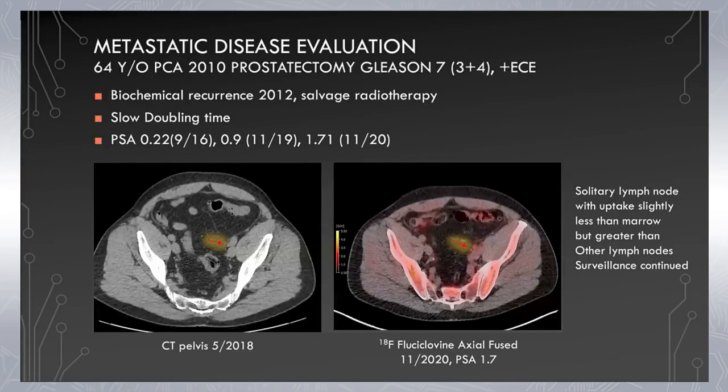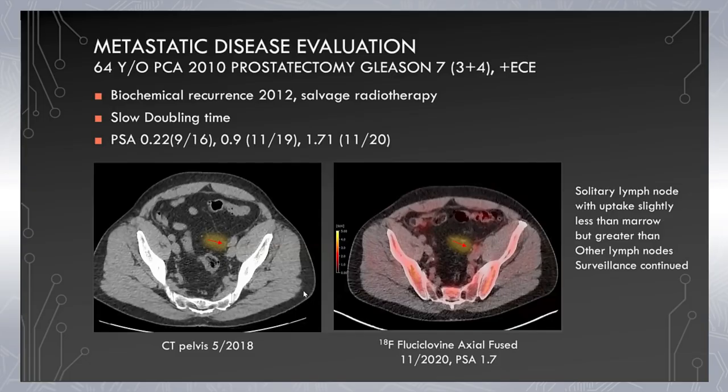So let's look at another case. This is a metastatic disease evaluation. This is a 64-year-old with a history of prostate carcinoma in 2010, prostatectomy at that time, and the diagnosis was a Gleason 7, 3+4, extracapsular extension was present. The patient had biochemical recurrence in 2012 and underwent salvage radiotherapy. PSA surveillance demonstrated a slow doubling time. PSA in 2016 was 0.22, 2019 0.9, and 1.71 in November of 2020.